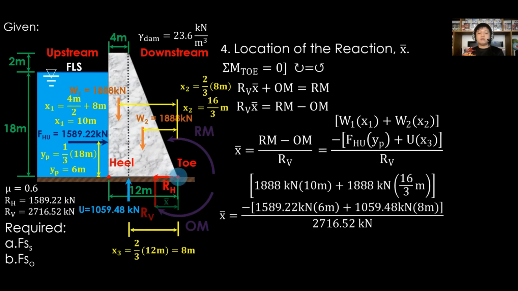Substitute values: W1 as 1,888 kilonewtons, X1 as 10 meters, W2 as 1,888 kilonewtons, X2 as 16 over 3 meters, FHU as 1,589.22 kilonewtons, Y sub P as 6 meters, U as 1,059.48 kilonewtons, X3 as 8 meters, and RV as 2,716.52 kilonewtons. Therefore, X bar is 4.027 meters from the toe.